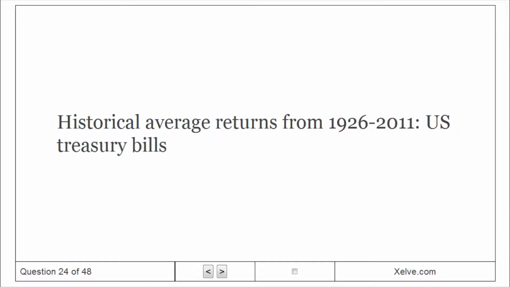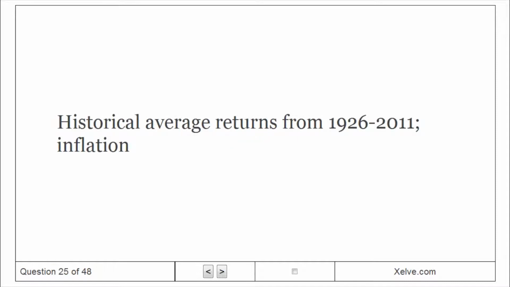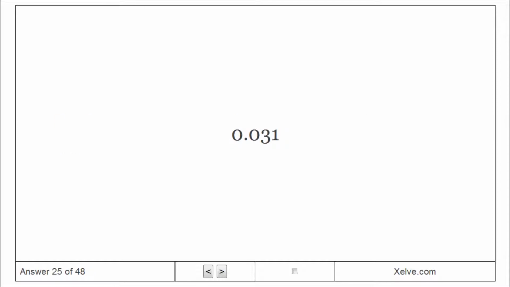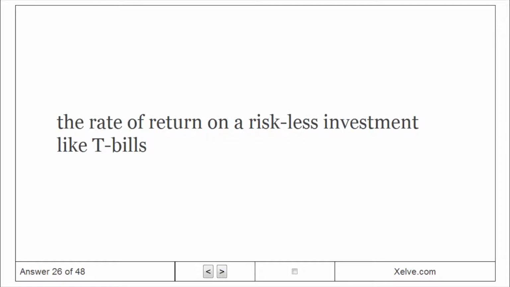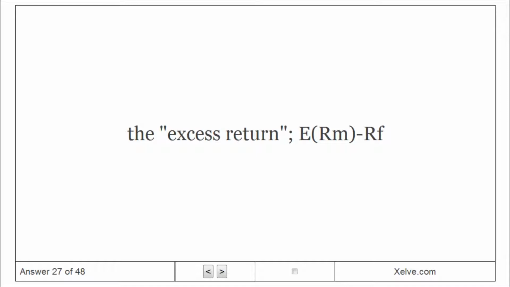Historical average returns from 1926 to 2011, U.S. Treasury bills: 0.036. Inflation: 0.031. Risk-free rate: the rate of return on a risk-less investment like T-bills. Risk premium: the excess return, E(R) minus Rf.